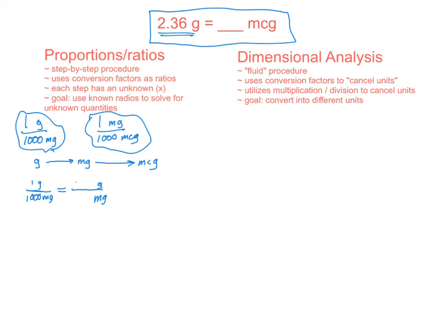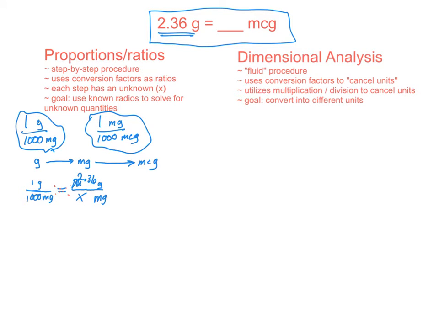I'm starting with 2.36. This should say 2.36 grams. I don't know how many micrograms. Notice in this example, my unknown is the number of milligrams. I'm first converting to milligrams. That's the unknown. This is using an equal to. All right, I'm saying that the relationship between these two ratios, these are equivalent ratios.